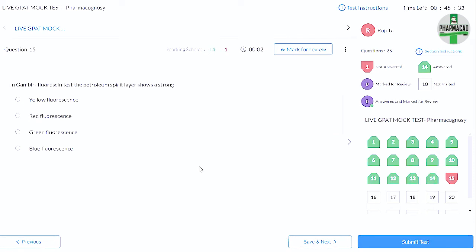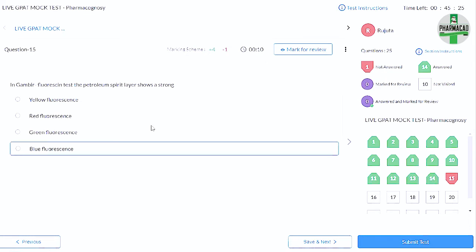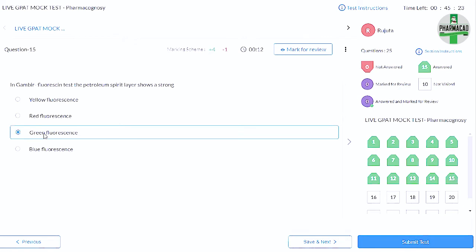Okay. In the gambier fluorescent test, the petroleum spirit layer shows a strong what fluorescence? Green fluorescence. Okay. So if you can't remember this either, remember gambier fluorescein. From gambier fluorescence you will be able to remember only one thing, that is tannin. If we correlate tannin a bit more, we remember pale catechu, which gives this test.